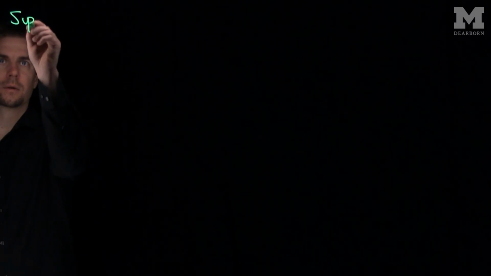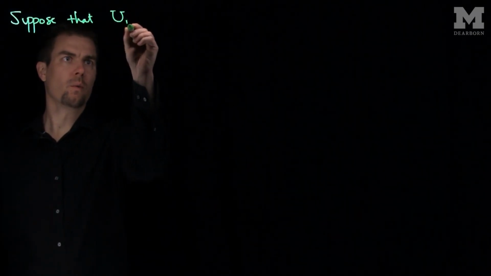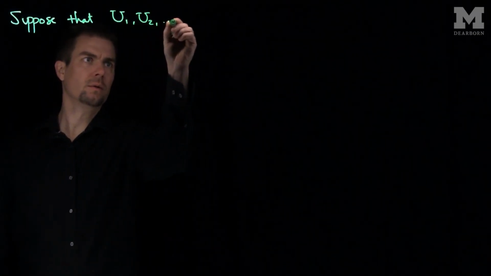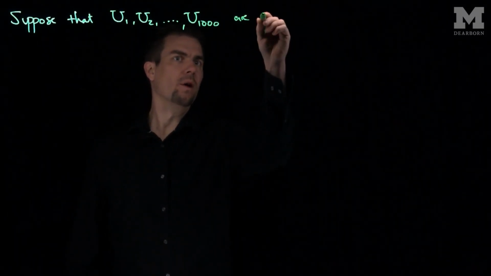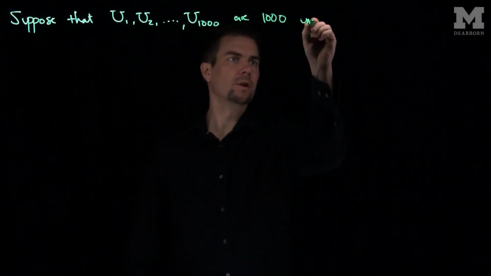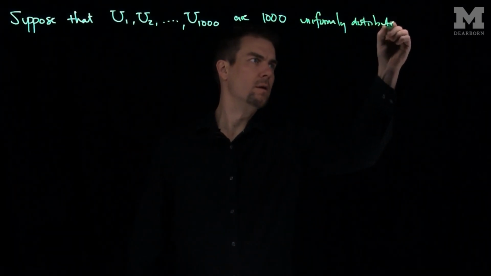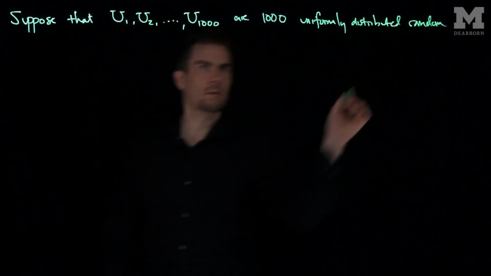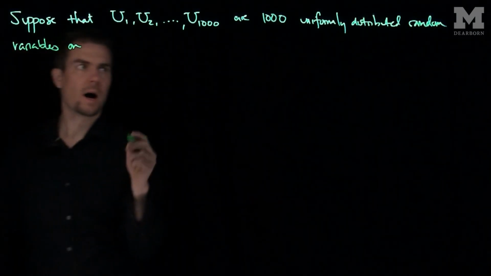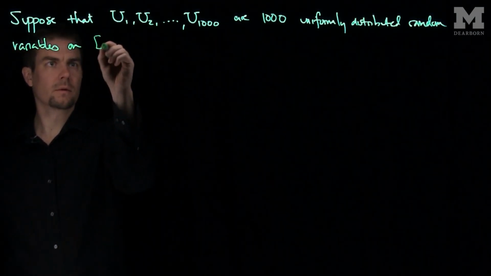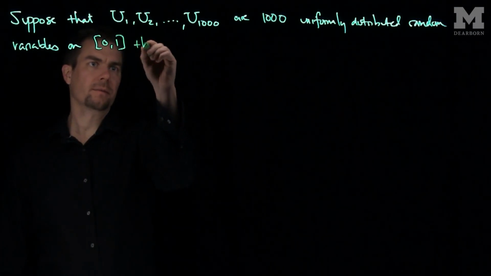Let's suppose that U1, U2, ..., U1000 are 1,000 uniformly distributed random variables on the interval 0, 1 that are independent.